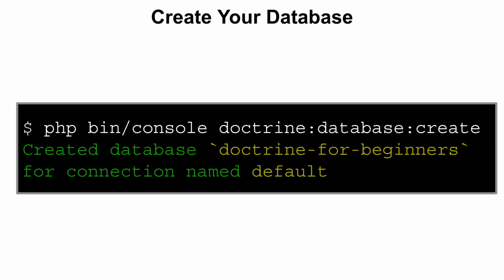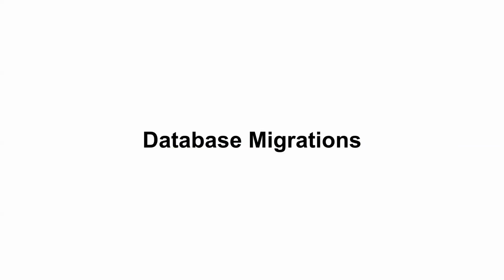So then once you have everything configured and you have Doctrine installed, you can run this command to create the database that we configured in that .env file. Once that database is created, then we can start to do things with Doctrine to start to populate our database with details of our application.